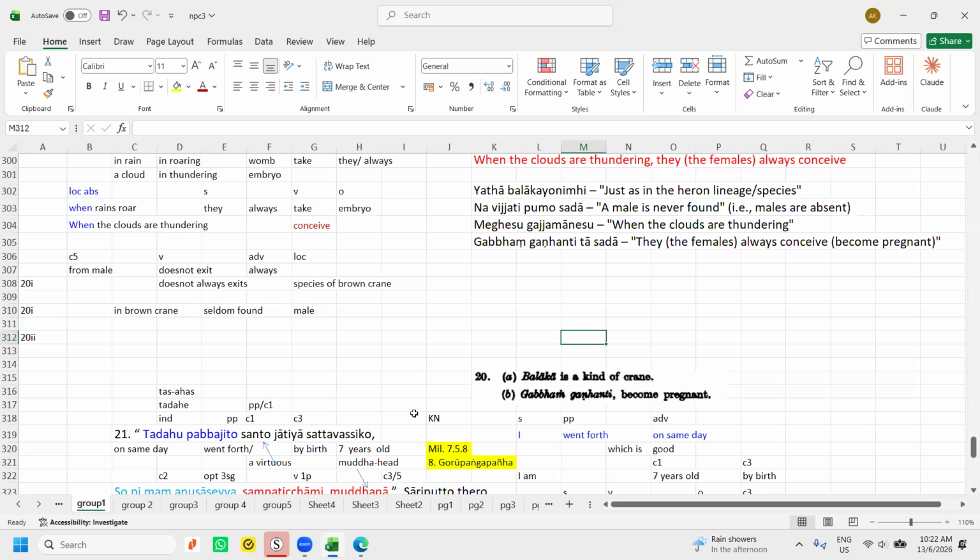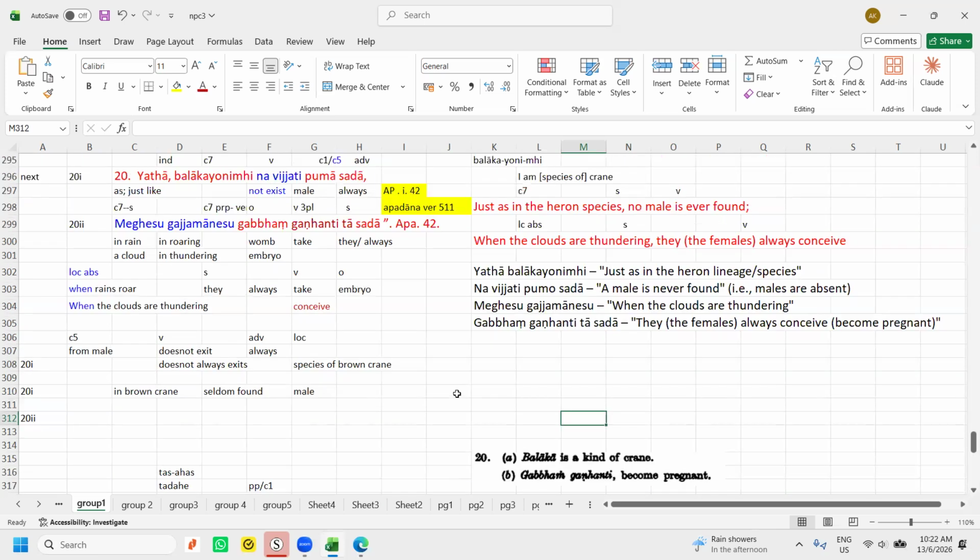Okay, guys, now we're going to do the next number. Brother Albert, I think they normally refer to it as mating season. Correct, mating season. So this part you don't have to say they take an embryo. When the clouds are thundering, you can rewrite the whole thing: this species of crane is mating. But the way they present it is different. Always conceive. You see, this is always conceive.